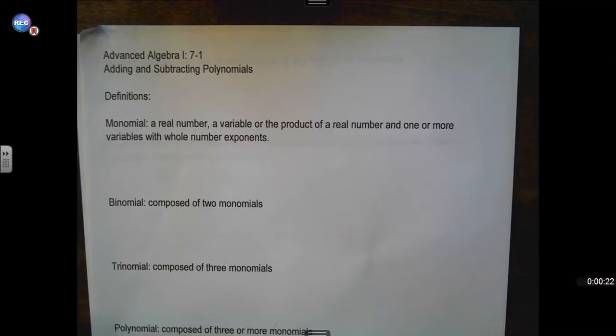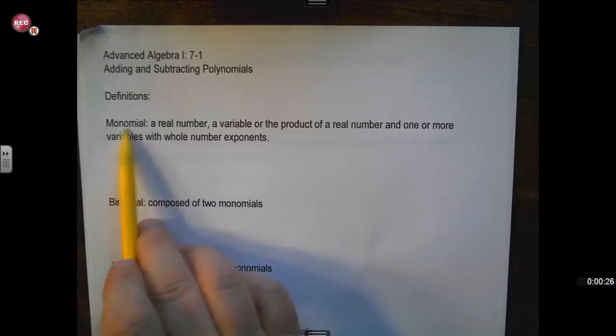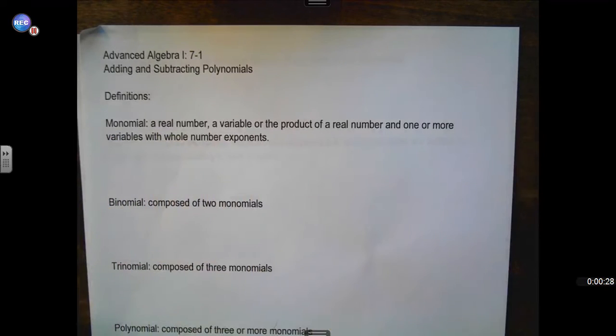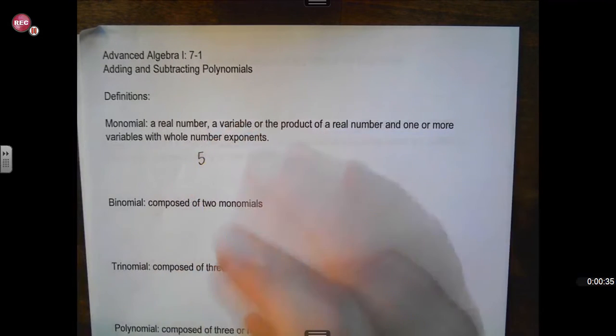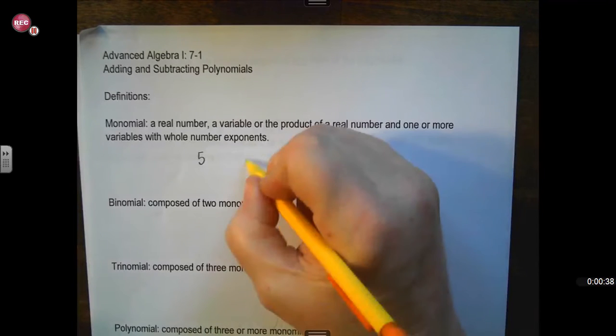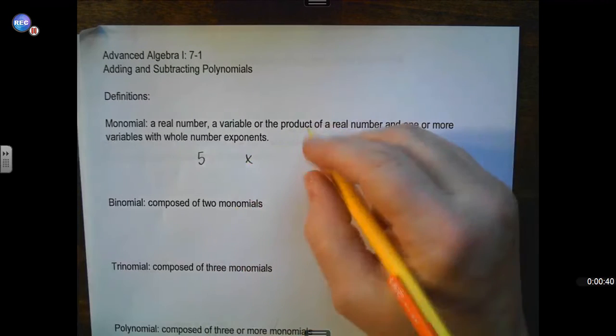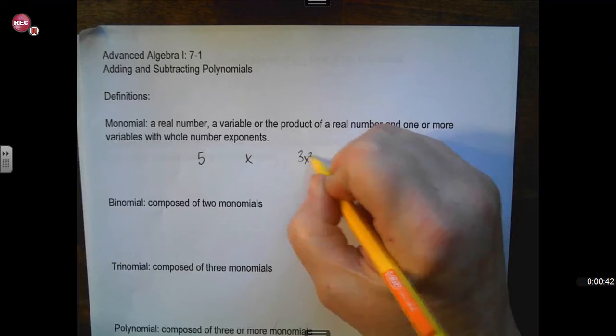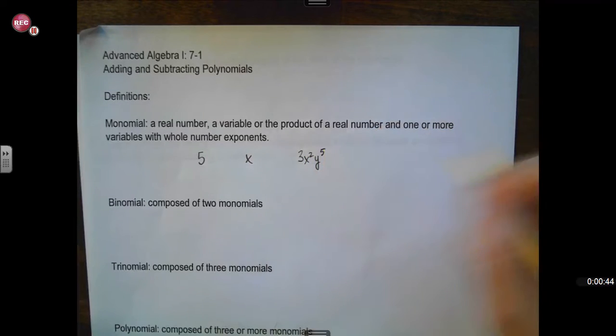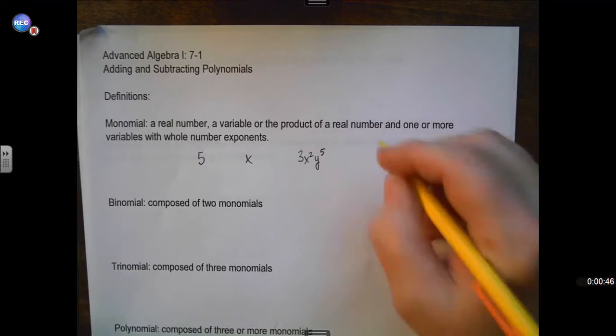There's some definitions first. A monomial is a real number, a variable, or the product of a real number and one or more variables with whole number exponents. So 5 would be considered a monomial. X would be considered a monomial. 3x squared y to the 5th would be considered a monomial.